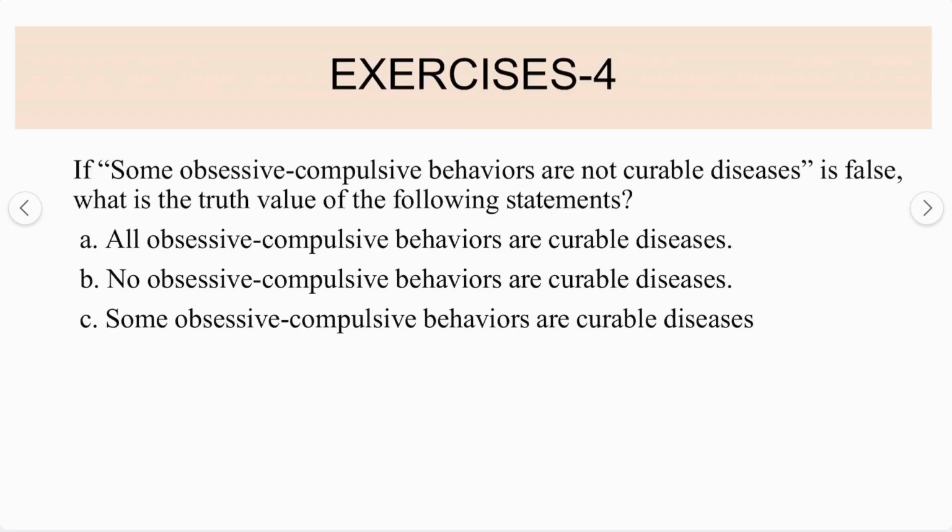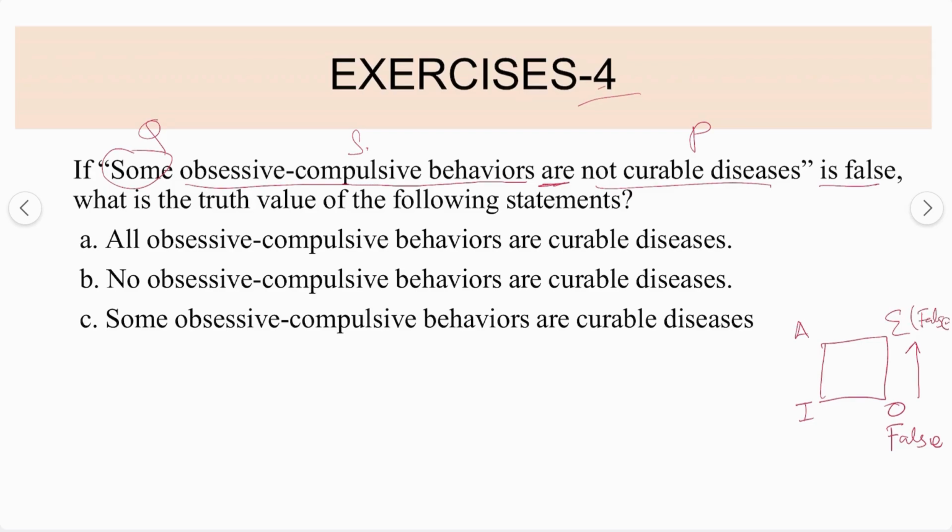Now let's see question number 4, where the O proposition is given as false. Some quantifier, obsessive compulsive behavior, subject term, copula, not curable, predicate. So again let's draw the diagram. We have A, E, I and O propositions. Now in this particular question we have the O proposition as false. So if O is false, we know falsity moves upward, so E will also be false. If E is false, I will be true. And here O is false, meaning that A will also be true. So all obsessive compulsive behavior are curable disease. This was false, so this will come out true. And then no obsessive compulsive behaviors are curable, that is again false. And then some obsessive compulsive behavior are curable disease, meaning the I proposition is true.